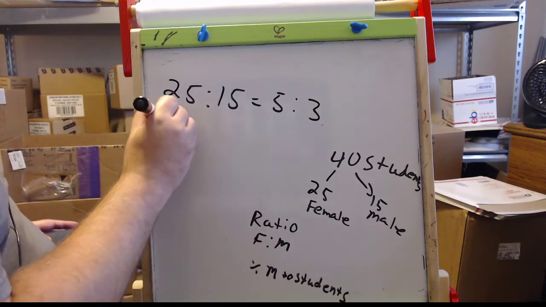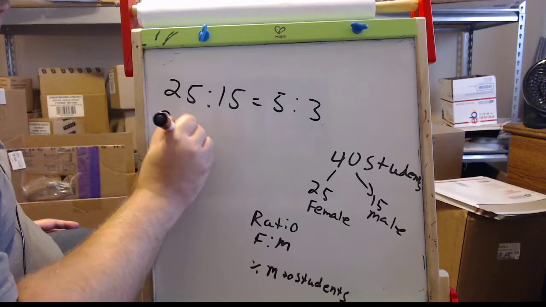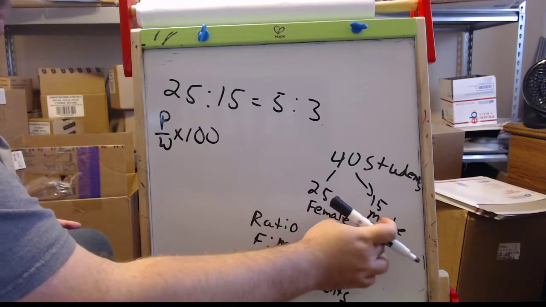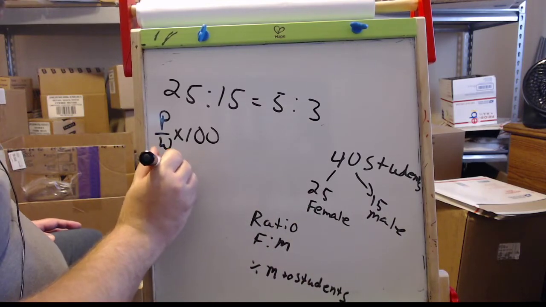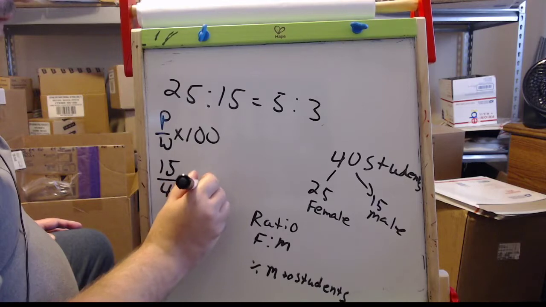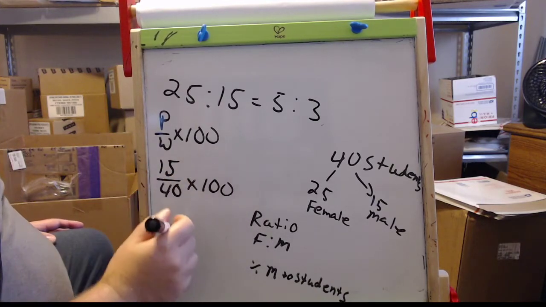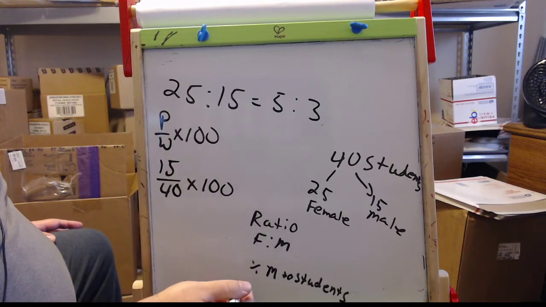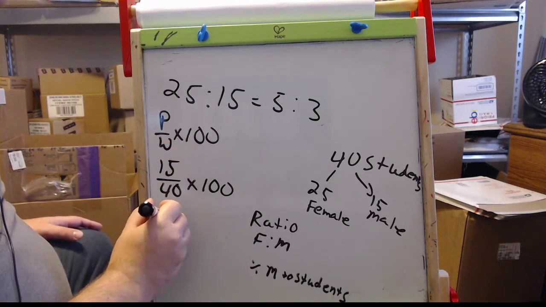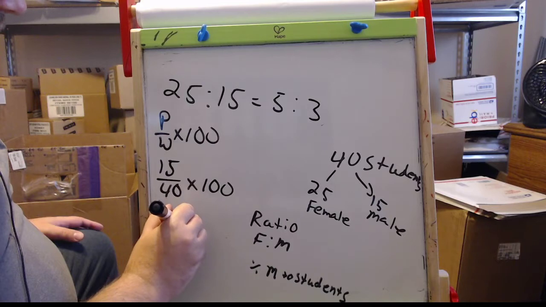Okay, so remember, part over whole times 100. Well, the part, which would be the male, is 15. The whole is 40. Take 15 over 40 times 100. Okay. And we know how to do this. All right, we turn this into a decimal by going 40 into 15.